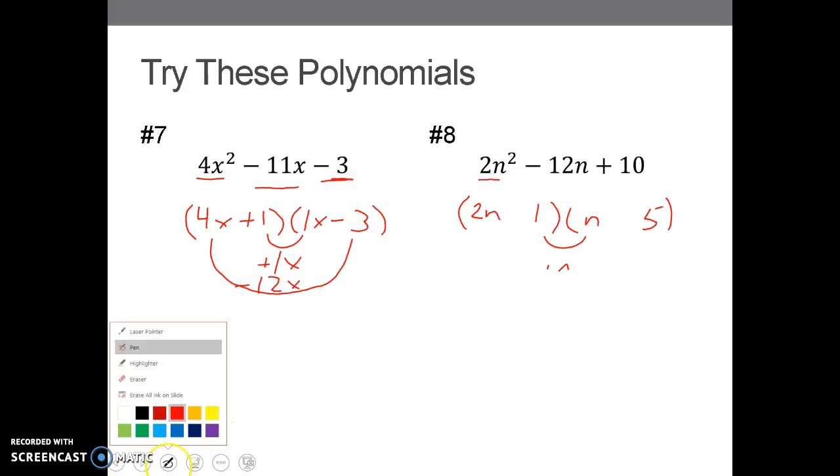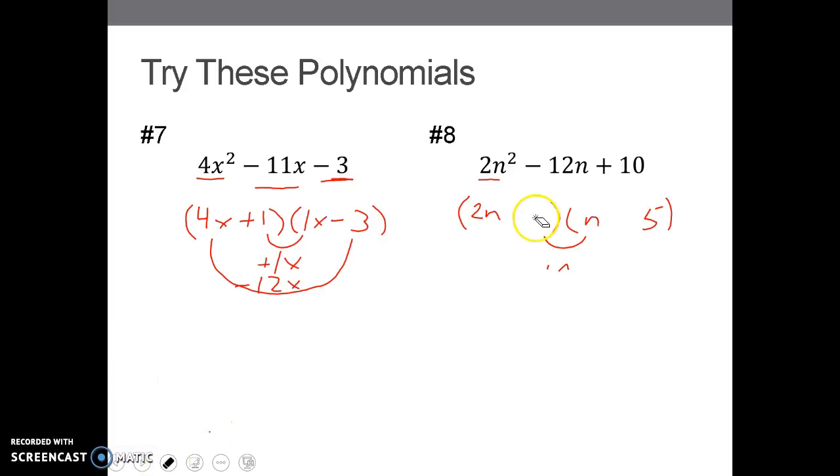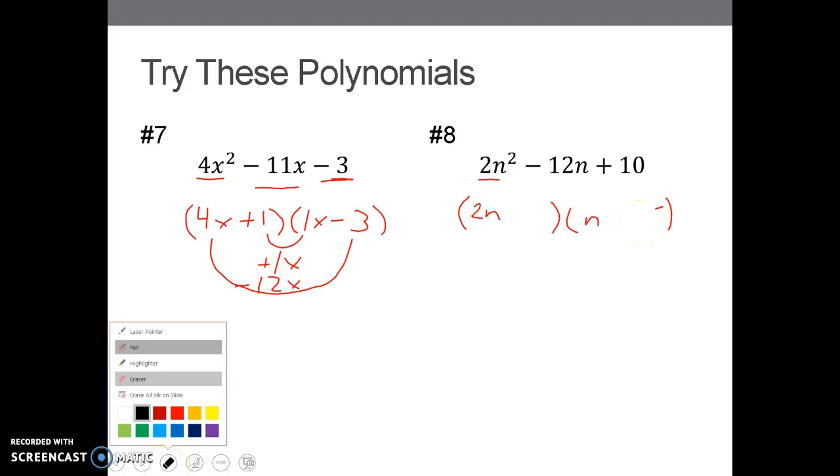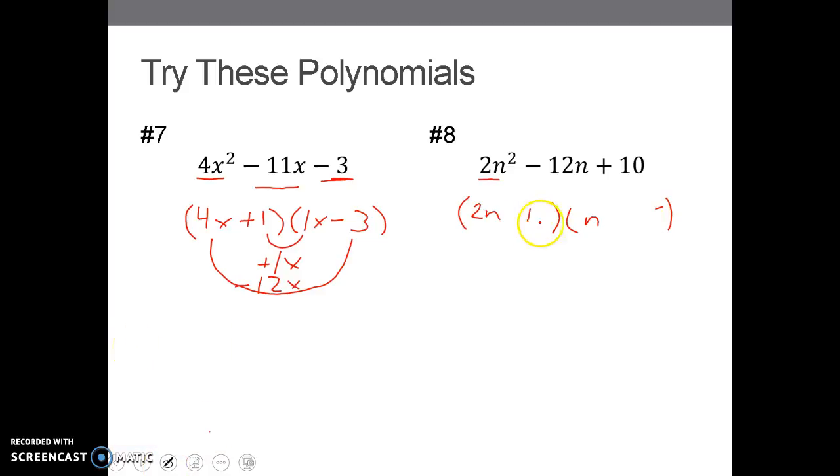So what I'm going to do is erase what I've started already, and I don't think switching the 1 and the 5 is going to work either. So what I'm going to do here is put a 10 here and a 1 here, because 10 times 1 does give me 10. But if I make them both negative, that's still going to give me a +10. But this is going to be -10, my inside terms. My outside terms are going to be -2n. And you can see that -2 and -10 does give me -12. So my two factors are 2n minus 10 and n minus 1.